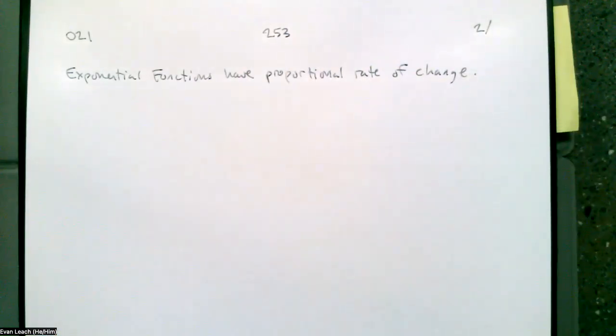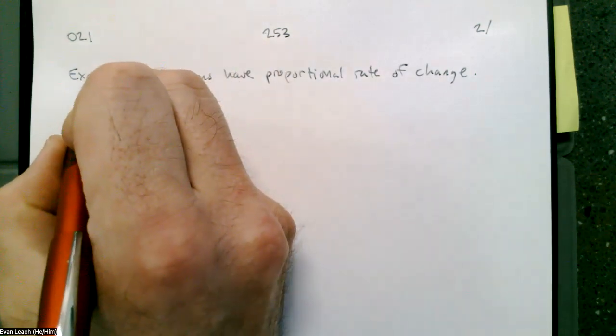I like to describe exponential functions as having a proportional rate of change. That is, if we double the value of the function, the rate of change will also double. That's proportional. If we cut the value of the function in half, the rate of change will also be cut in half. The way that this shows up is we have a pattern of repeated multiplication.